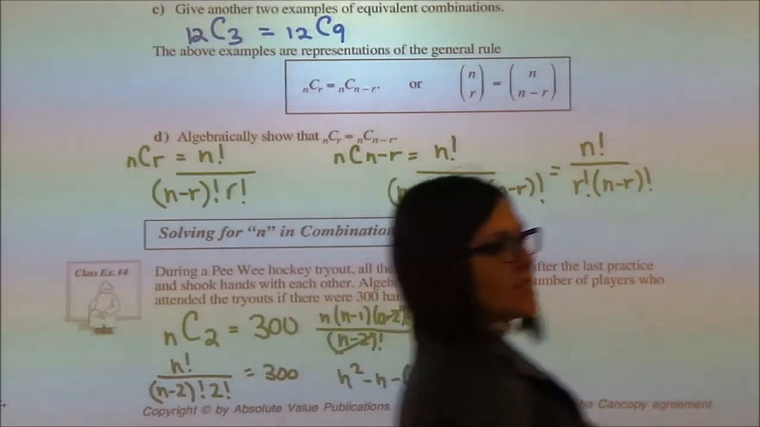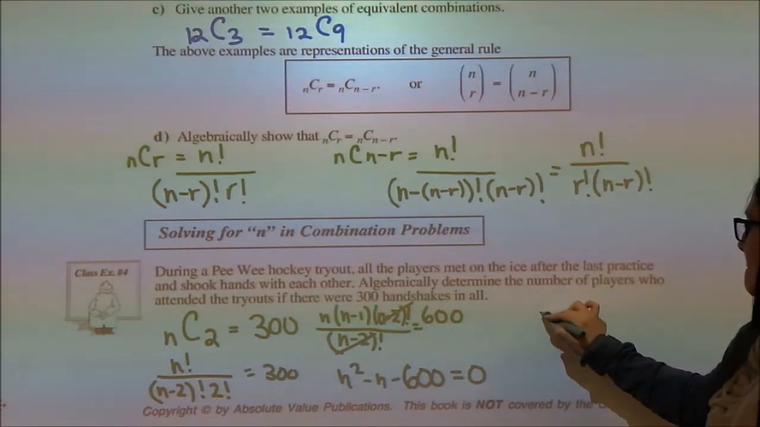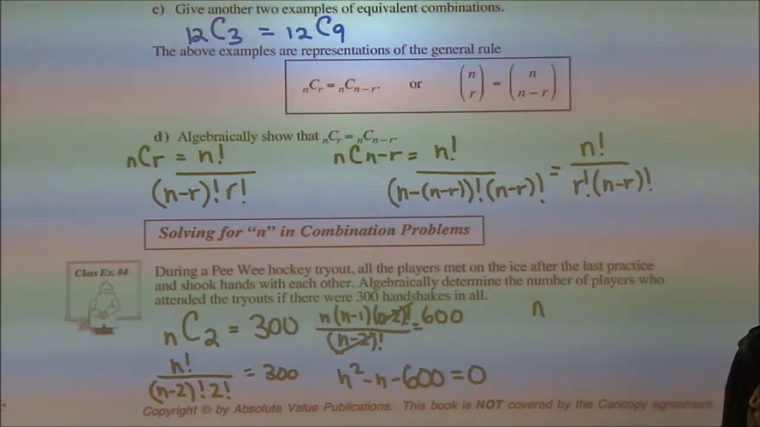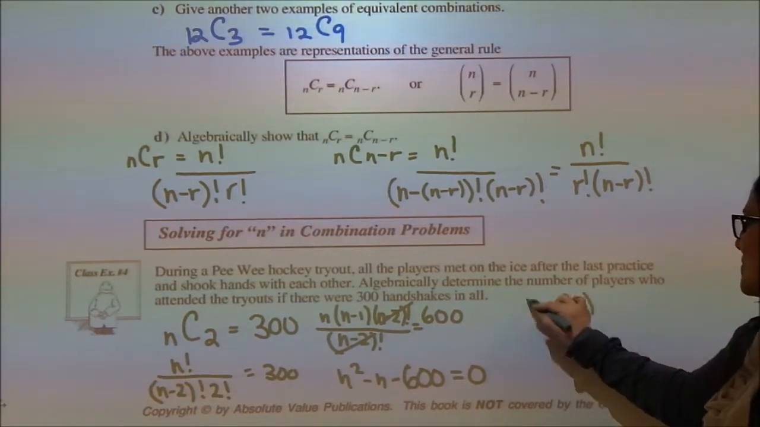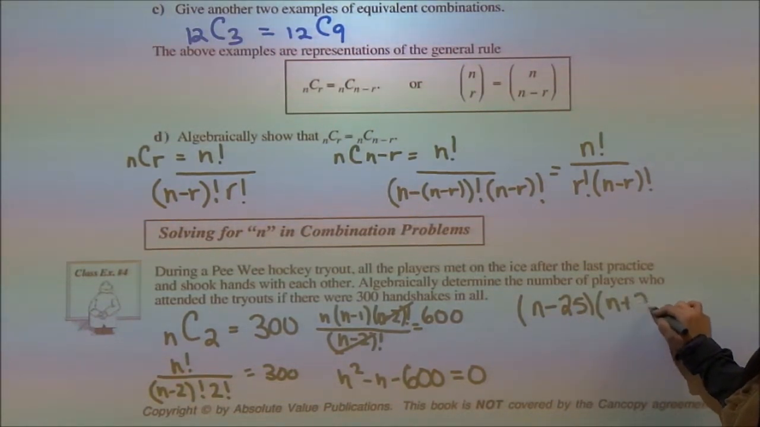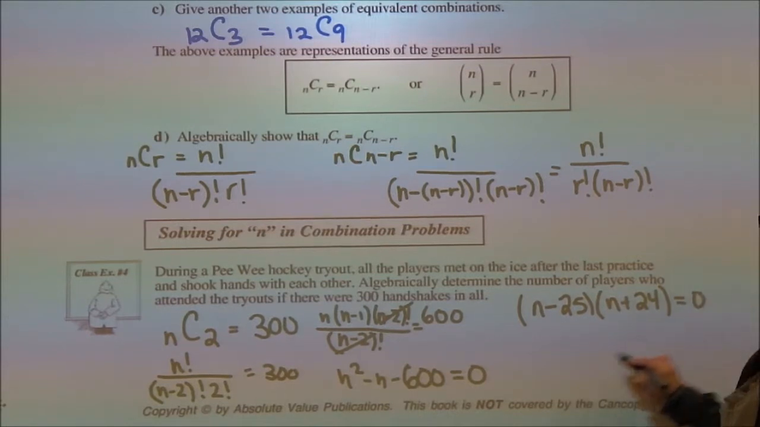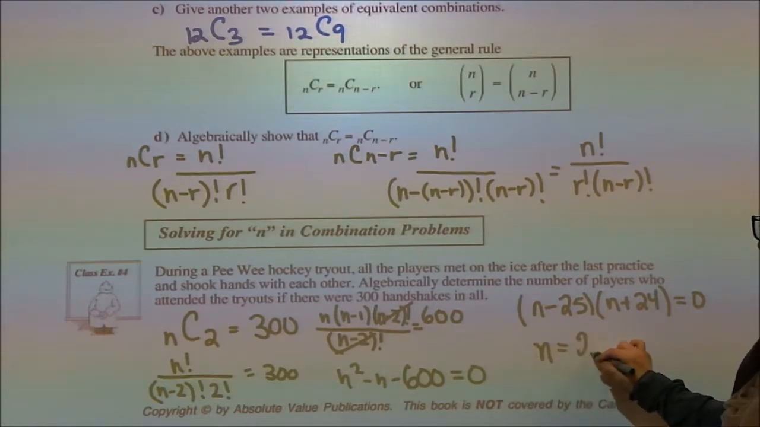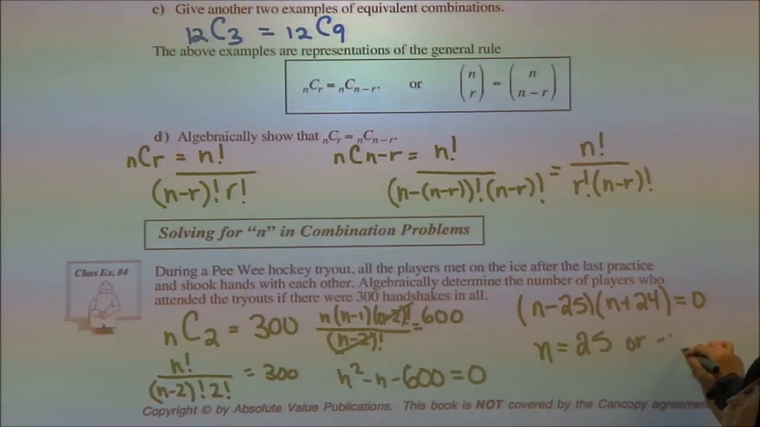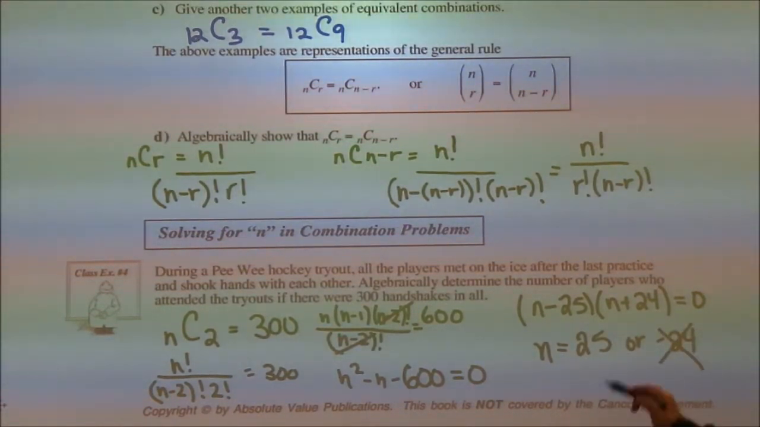Which one's positive, which one's negative? Negative 20. Yes. Positive 24. So then what can n equal? 25 or -24. Okay. Do both of these answers make sense? No. Can't have negative 24 players. So there were 25 players.